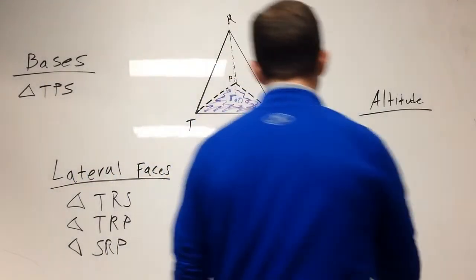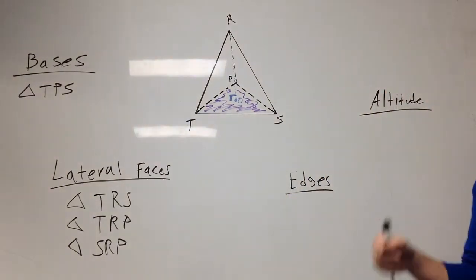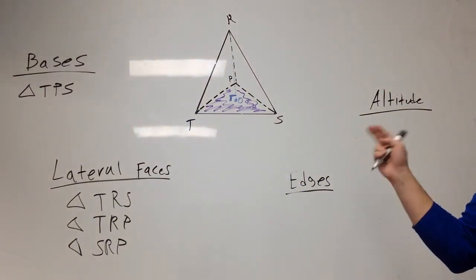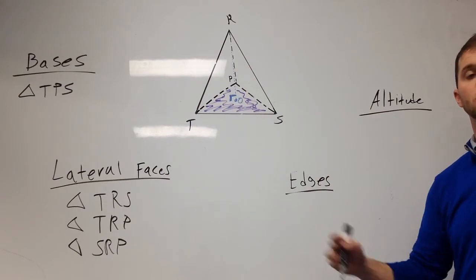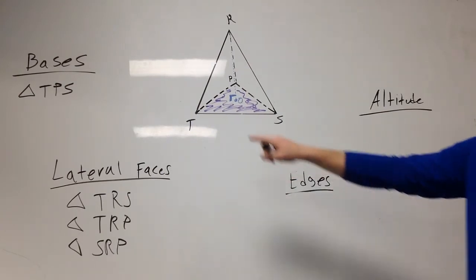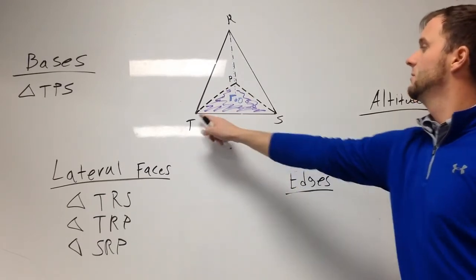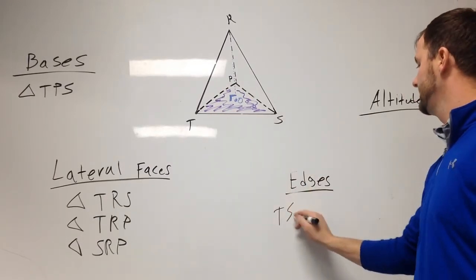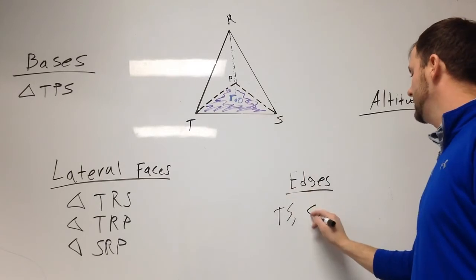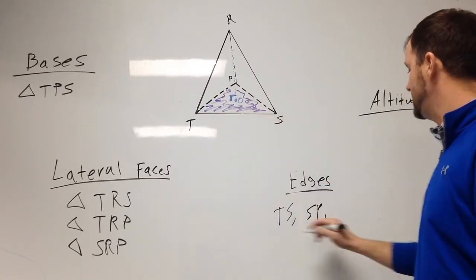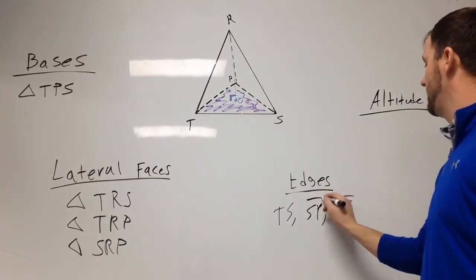Okay, and then next are going to be the edges. Remember, edges are any lines that are made when 2 faces meet each other. So basically, I'm going to go ahead and just name the bottom ones first. So let's go ahead and name these edges. So the bottom one here is TS. I have SP. And then I have PT. And those are the ones all on the bottom.